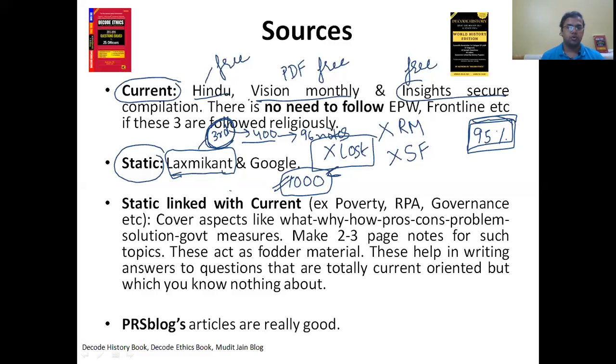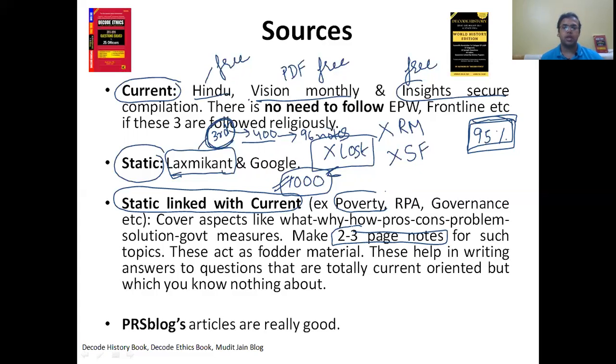Third sort of questions that can be asked are from static linked with current. So these are the topics mainly of governance portion, like poverty, hunger, education, RPA, roles of civil service in democracy, etc. For these topics, you need to have a 2-3 page note for each topic, like 2-3 pages for transparency, 2-3 pages for governance, 2-3 pages for RPA, 2-3 pages for NGO, likewise.